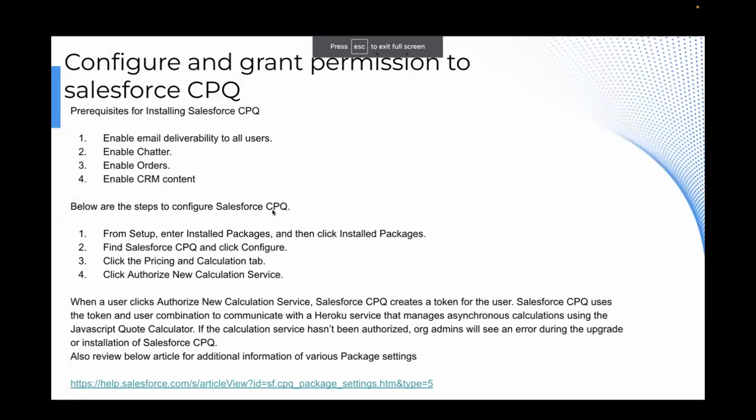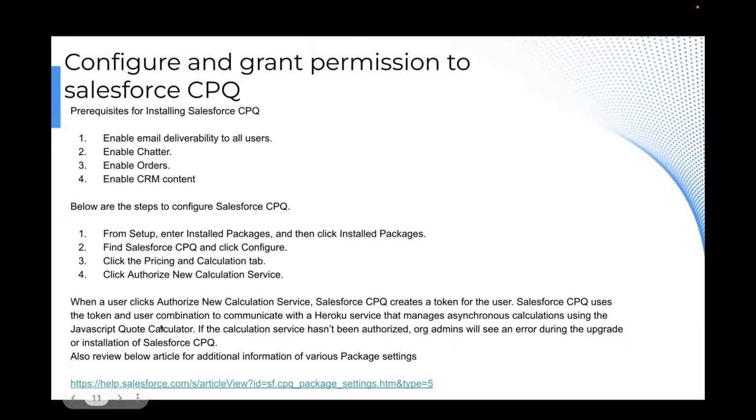Now, what happens when a user clicks on Authorize New Calculation Service? Salesforce CPQ creates a token for the user. Then Salesforce CPQ uses the token and user combination to communicate with the Heroku service that manages asynchronous calculation using the JavaScript code calculator. If the calculation service has not been authorized, the org admin will see an error during the upgrade or installation of Salesforce CPQ.